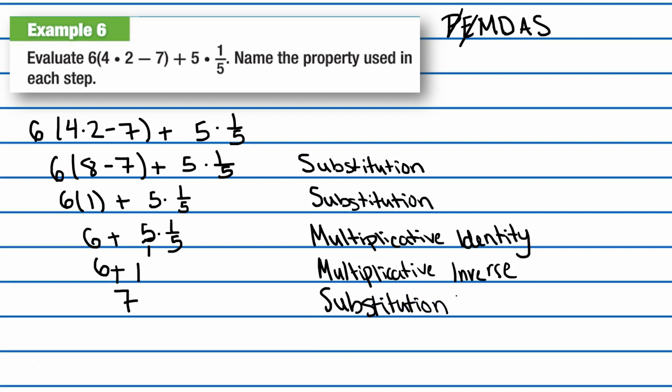And it's that easy. The only difference between this lesson and the previous lesson is that now you have to name the properties. So we want to become familiar with all the properties that we have.